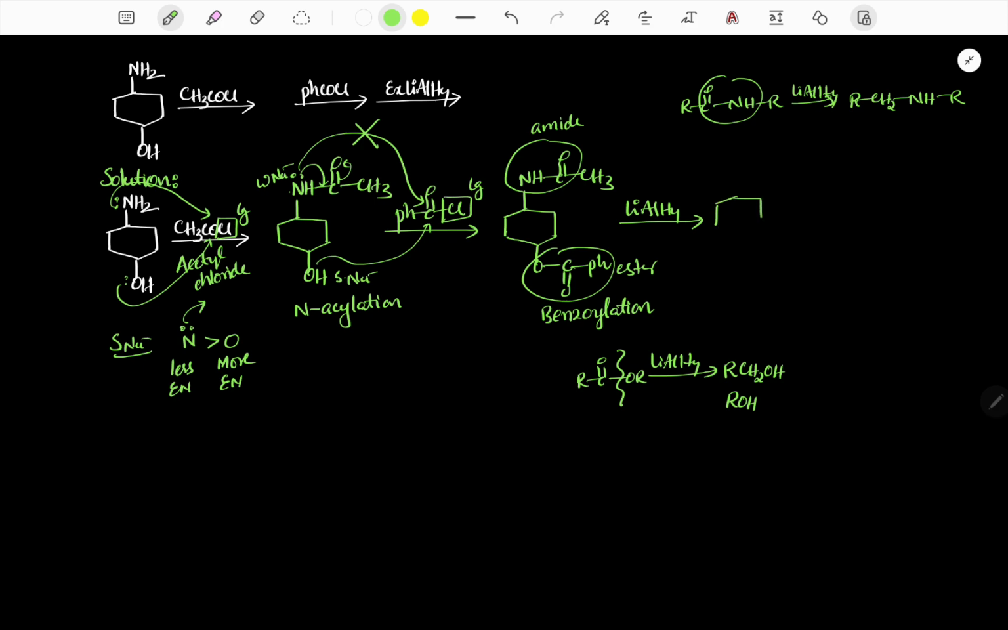Therefore, in this compound, this amide part will be converted into the amine part, and in this ester part, we have to break the bond here, giving the corresponding leaving group part and the corresponding PhCH2OH. So the ester is reduced like this, the amide is reduced like this.